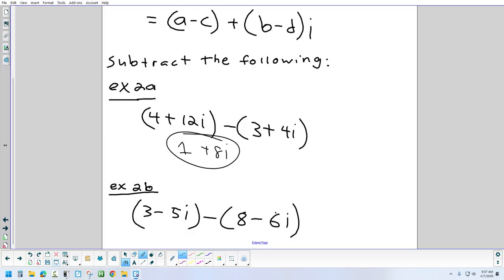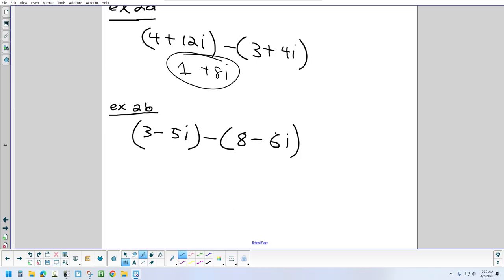Okay, and one more. 3 minus 5i minus 8 minus 6i. Ruben, what's going to be the real part for that one? Negative 5. Yep. We got 3 minus 8 gives you negative 5.